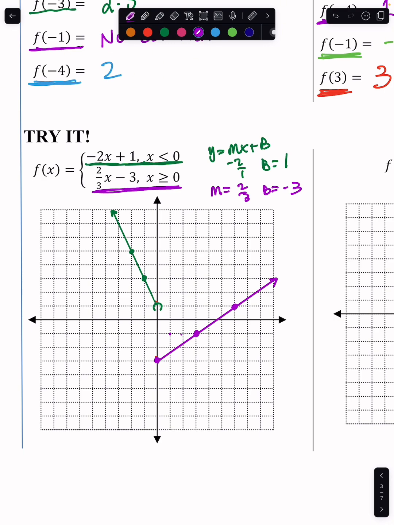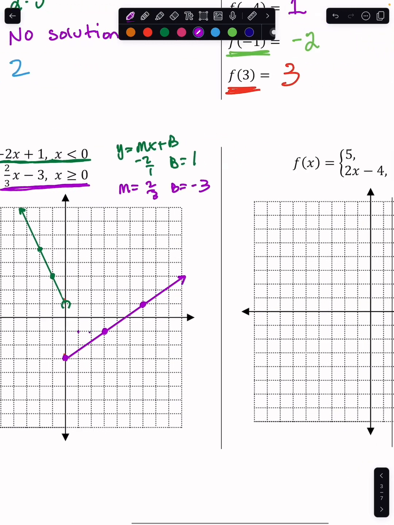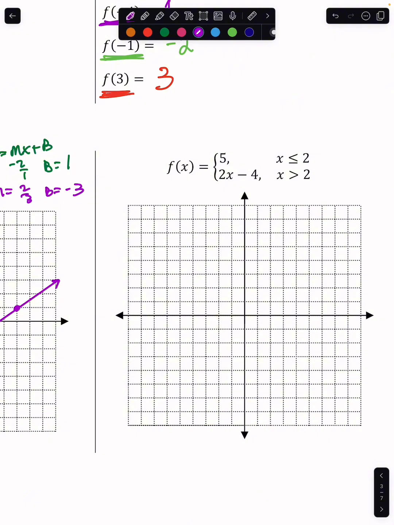First things first, identify our boundary line. Our boundary line is going to fall at +2, which happens to be here.